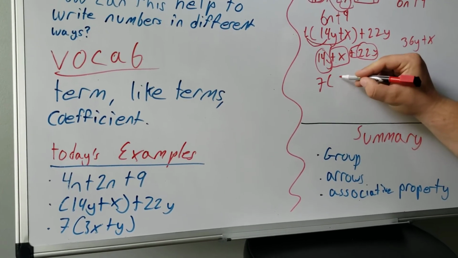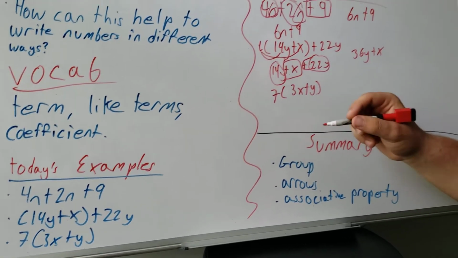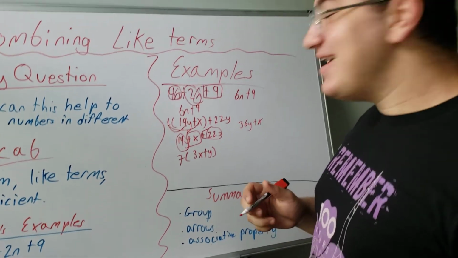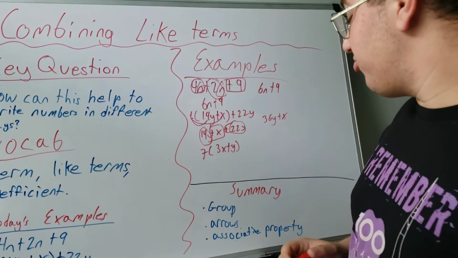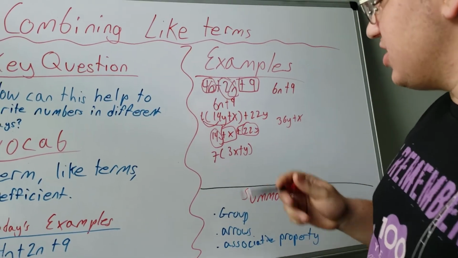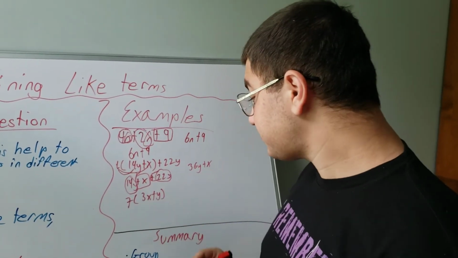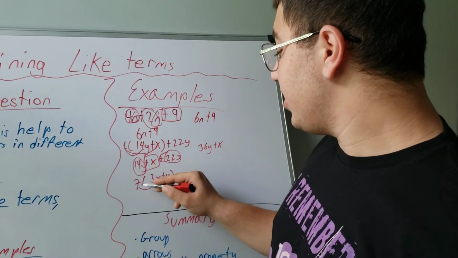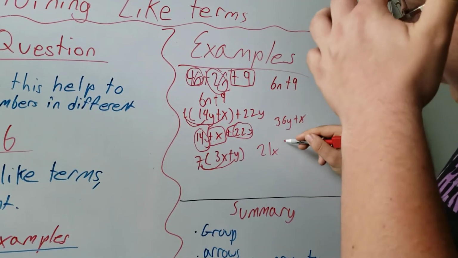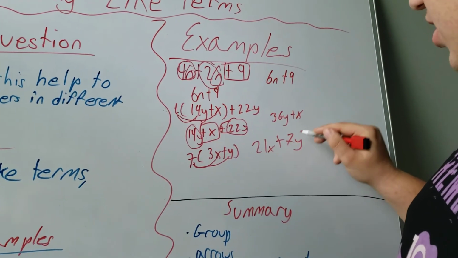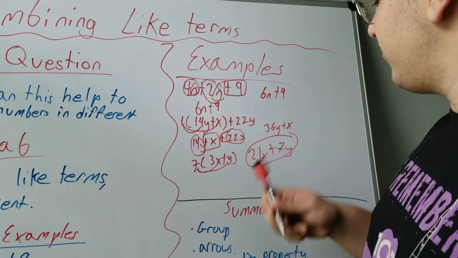So 7 times 3x plus y. Oh, excuse me. All right. So we multiply the 7. This is the distributive property again, but we're still going to be combining like terms. Recall that in my previous video, we had an example similar to this, but with different numbers. So we multiply the 7 to the 3x and the 7 to the y, and we get 21x plus 7y. And there's no other way you can simplify that because that is the most simplified you're going to get.